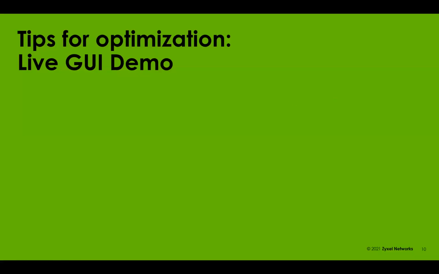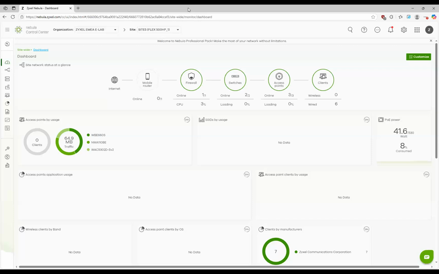Now, let's talk about the tips for the optimization. And for that, we're going to go to our live GUI demo. So I'm going to go ahead and switch screens here so we can look at our Nebula dashboard. Okay. So now you should see my new Nebula window here.